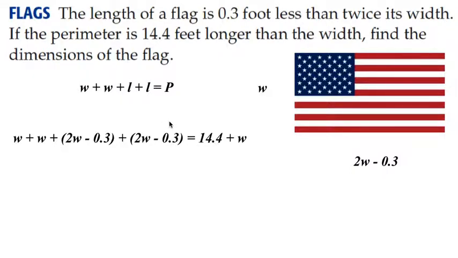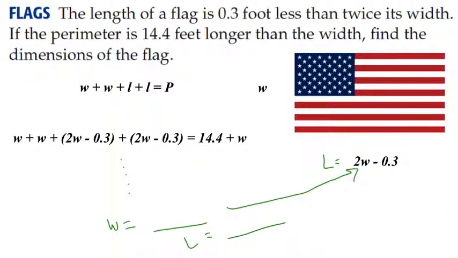Okay, each of these is the length. We know that's equal to, it says that the perimeter is 14.4 feet longer than the width. So there's 14.4 longer than the width. Find the dimensions of the flag. So what I would like you to do is solve this equation, find out what W equals, so do all your steps here, and you're going to get W equals a number. Once you get that number, plug it in over here because this is what the length is equal to, and then get an answer for what the length is equal to. And bring that answer to class and we'll talk about that.